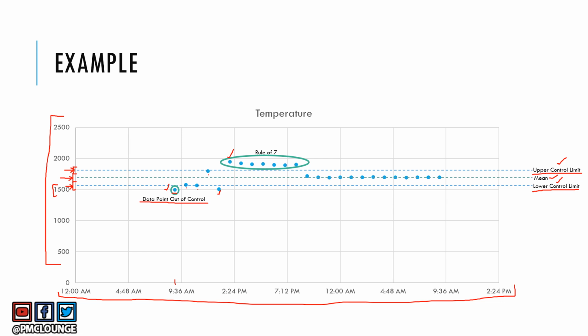So rule of seven is an important concept from PMP exam point of view. So do take a note of that. I hope this entire example was clear. Data point out of control, rule of seven, upper and lower control limits, and the mean.